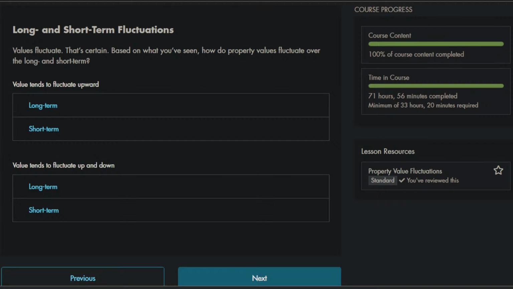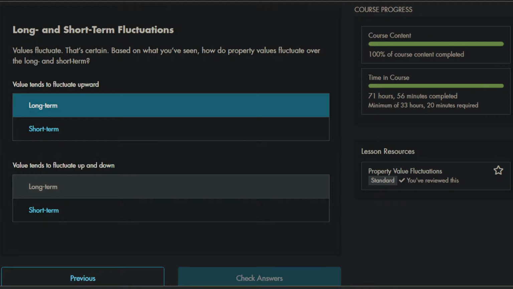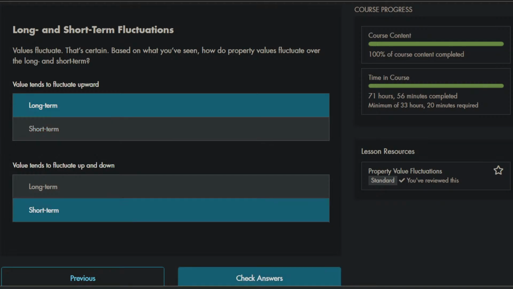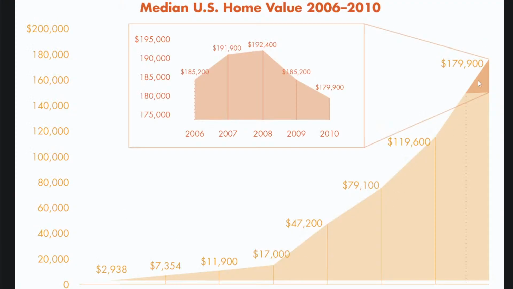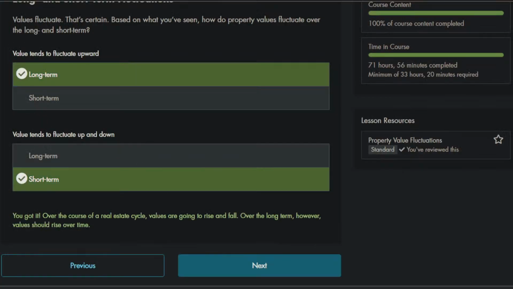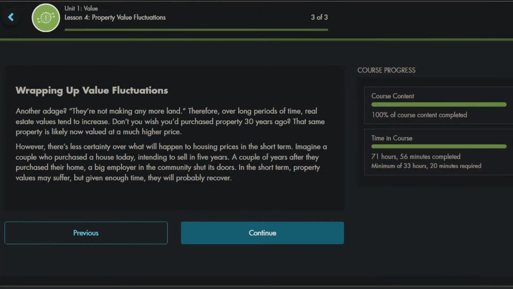Okay. Long and short-term fluctuations. Values fluctuate, that's certain, based on what you've seen. How do property values fluctuate over the long and short term? Value tends to fluctuate upward, long term. Value tends to fluctuate up and down, short term. Okay? So the long term trend is definitely up. The short term trend is like the stock market, goes up and down based on many factors, and every market is, of course, different. All right, got that right.